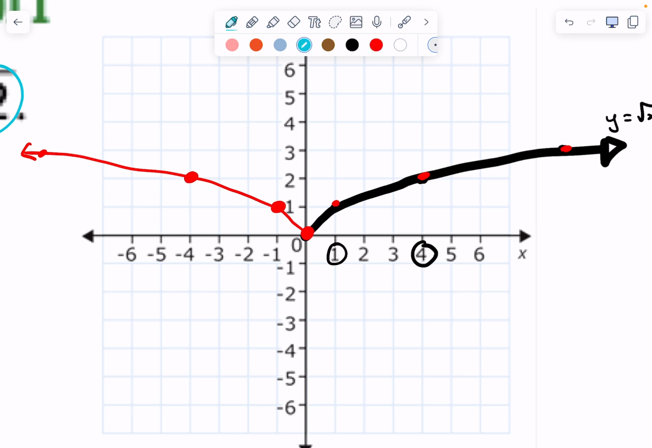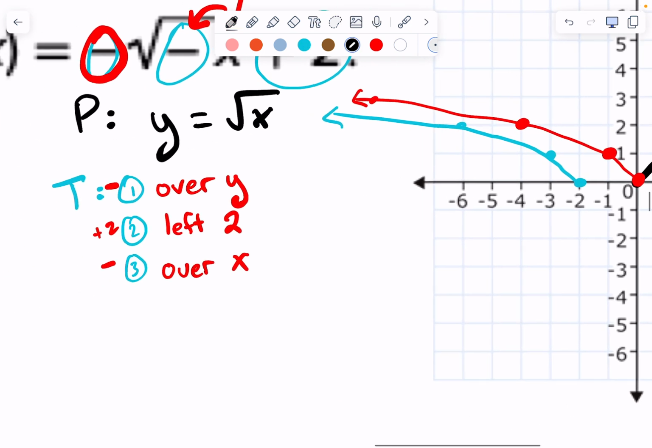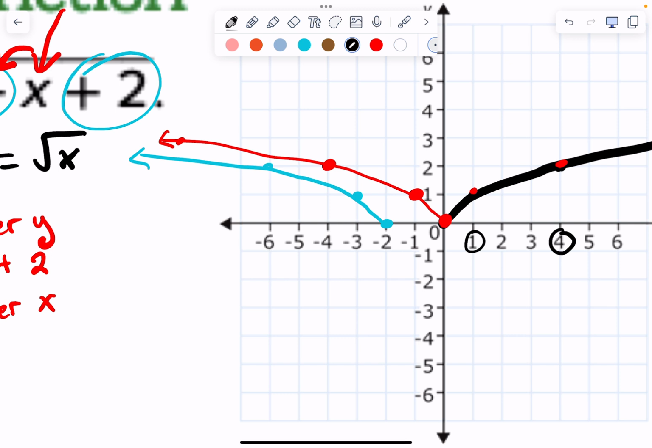After step 2, I'm moving him to the left 2. Can you visualize moving him to the left 2? This guy's going here, this guy's going here, this guy's going here, etc. That's left 2. And then, last step, I flip him over the x-axis. Can you visualize flipping him over the x-axis? He's going to get flipped down. This guy's going to stay, this guy gets flipped down, this guy gets flipped down, and he looks like this. This is my final guy, that black one. Got it?